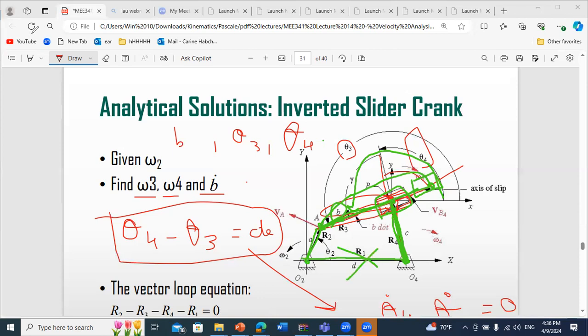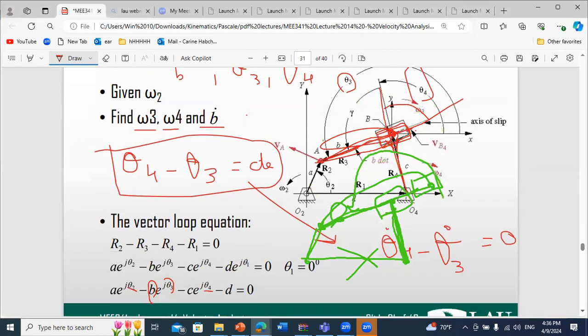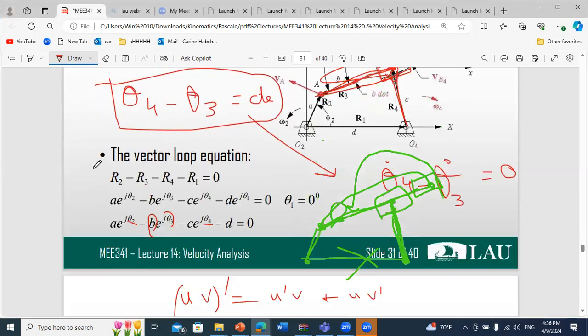So let us now write the loop equation for our slider system. It's R2 minus R3 minus R4 minus R1 equals 0. And we write the expression of each of our vectors. For the first vector, the magnitude is A, the angle is theta 2. For the second one, the magnitude is B, the angle is theta 3. For the third one, the magnitude is C, the angle is theta 4. While for the final one, it only has a real part, so it's just minus D equals 0.